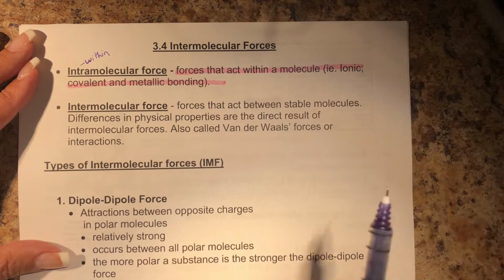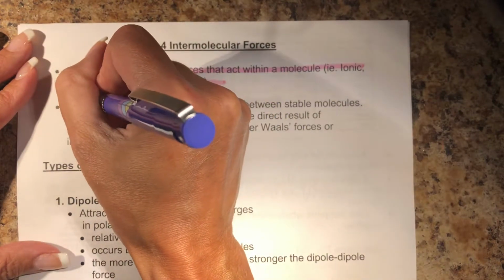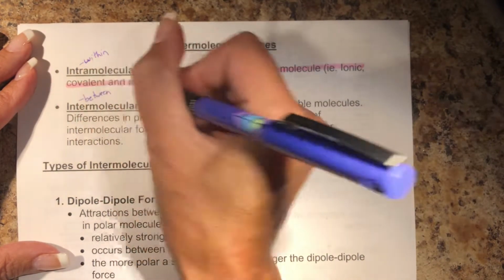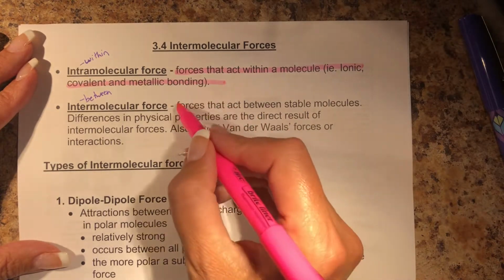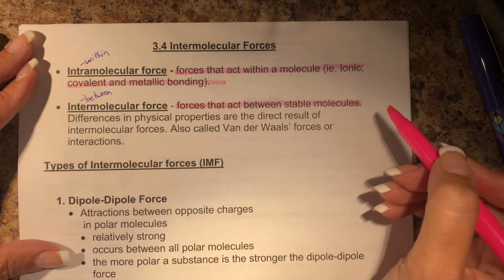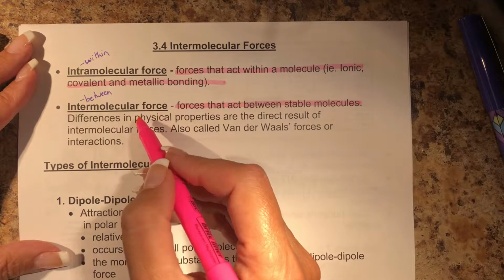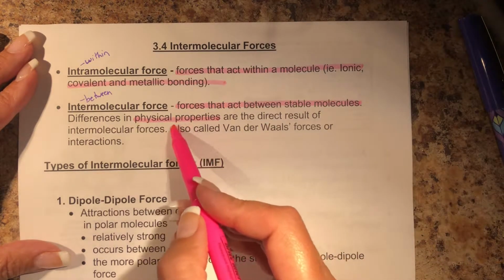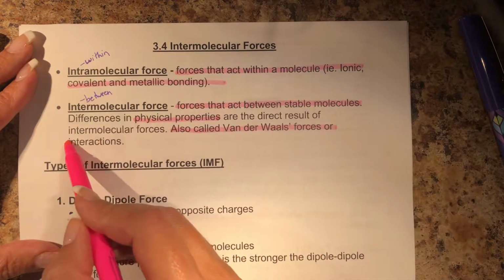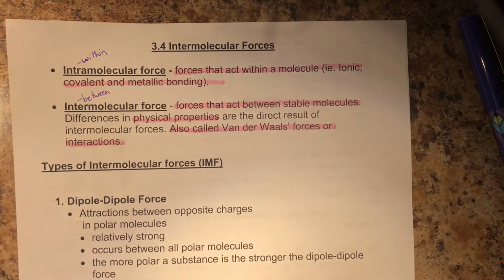Intermolecular force, inter means between. These are forces that act between stable molecules. And differences in physical properties are the direct result of intermolecular forces. They are also called van der Waals forces or interactions. So we're going to look at three types.